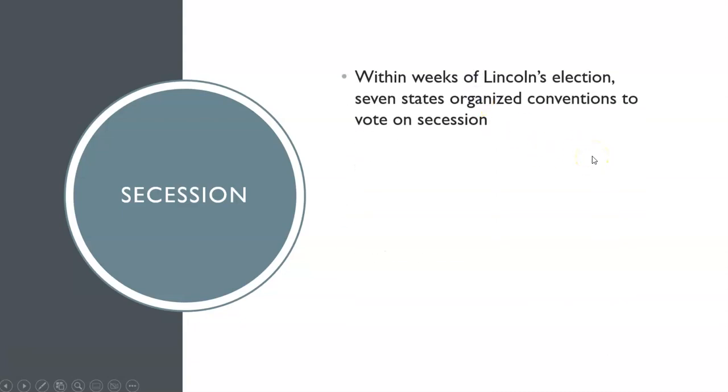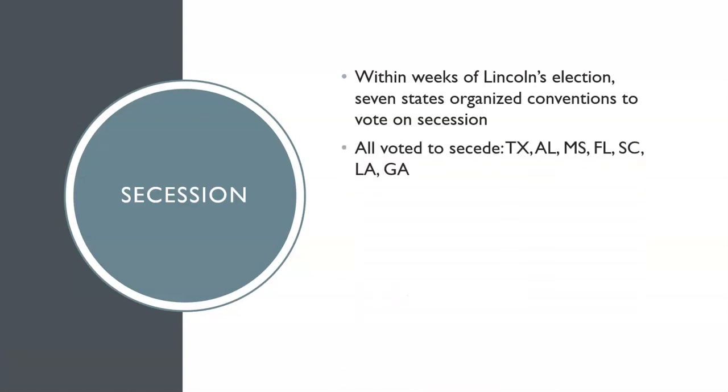Well, within weeks of Abraham Lincoln's election, 7 states begin to organize into conventions to vote on secession, seceding from the United States to form their own country, is really what they're wanting to do. They would form the Confederate States of America, which would be primarily, obviously, in the South. And that would leave the United States of America in the North and the West. All of those 7 states that got organized voted to secede. That includes Texas, Alabama, Mississippi, Florida, South Carolina, Louisiana, and Georgia. So these are the first 7 states to vote to secede.